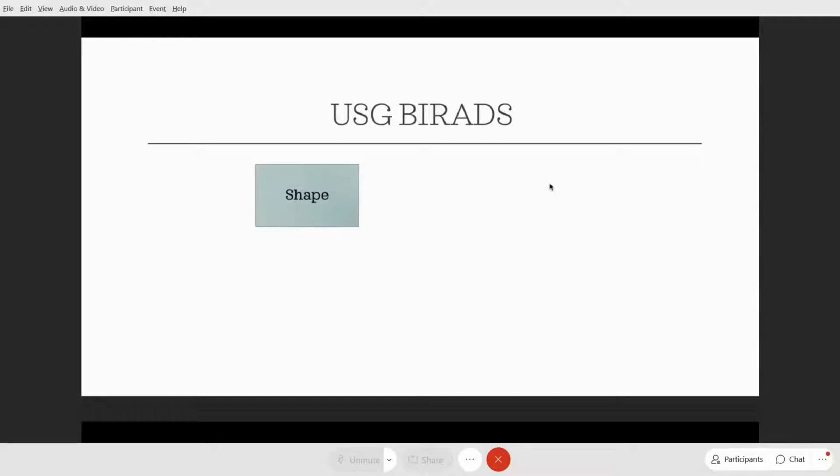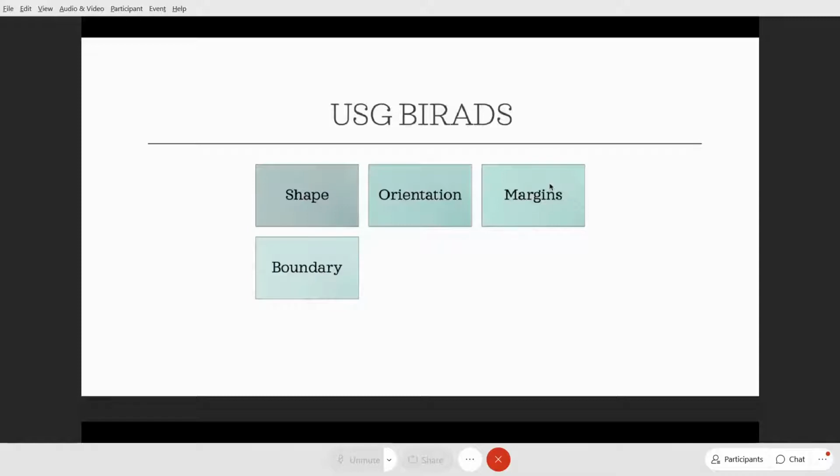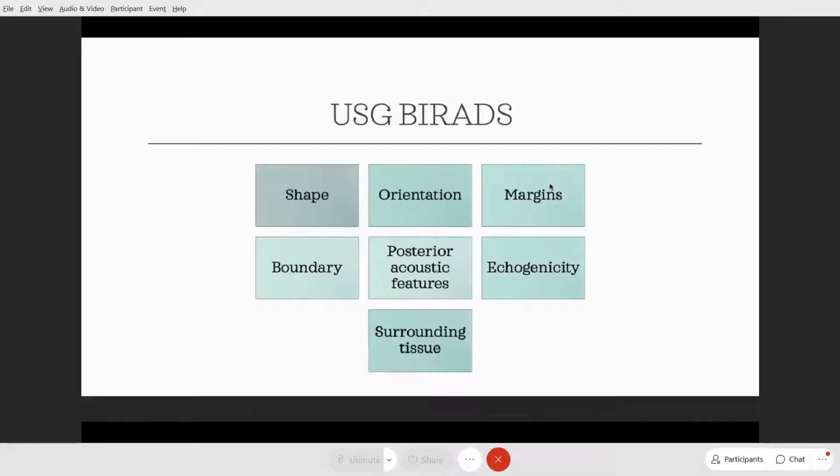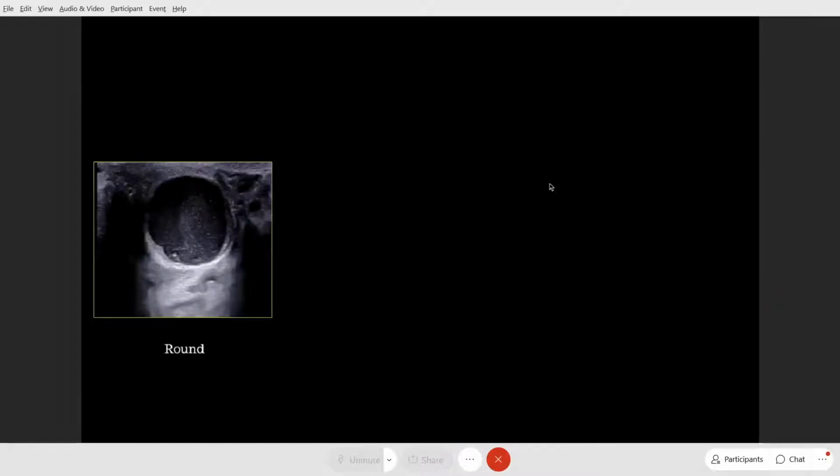BIRADS, all our reporting is based on the BIRADS lexicon. What does the ultrasound BIRADS lexicon say? It talks about the shape, orientation, margin, boundary, posterior acoustic features, echogenicity, and of course, what happens to the surrounding tissue. So let's see one after the other.